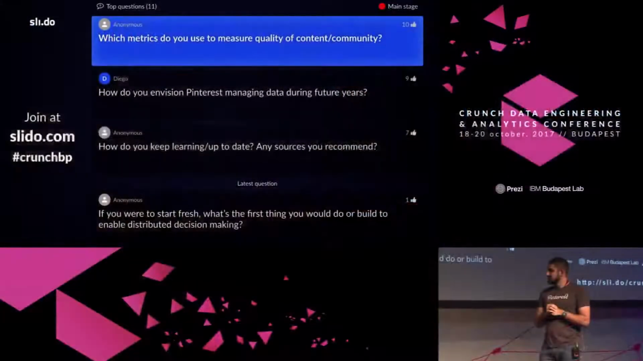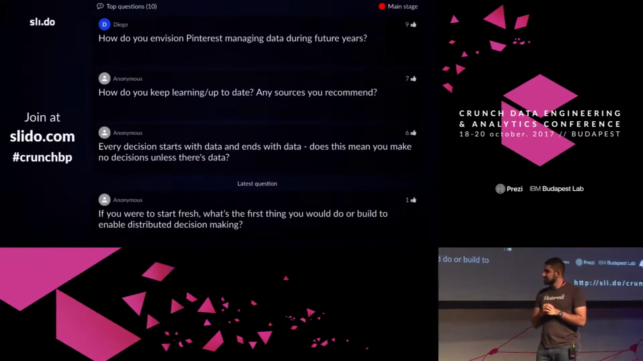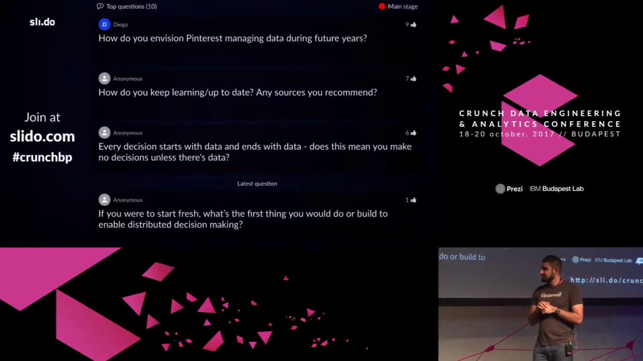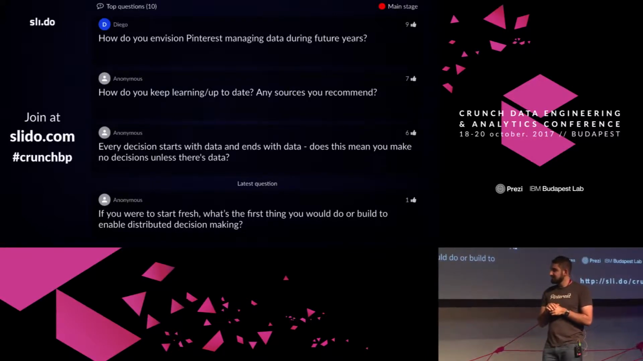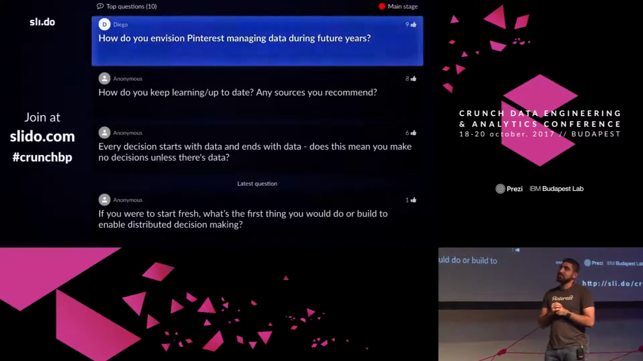Okay, great. So how do you envision Pinterest managing data during future years? How do I envision them managing data in future years?